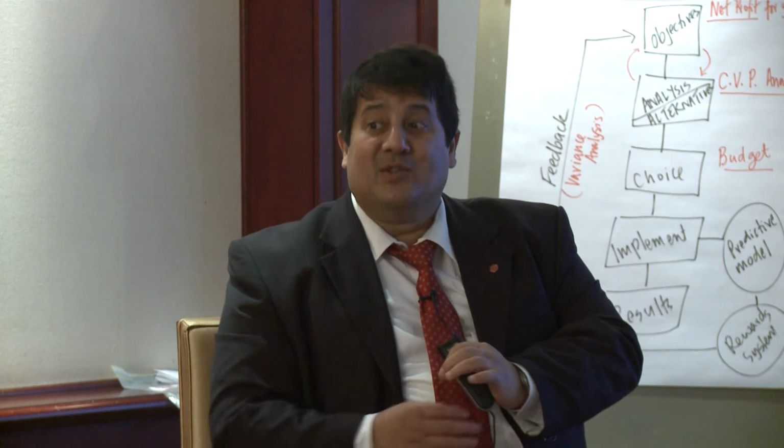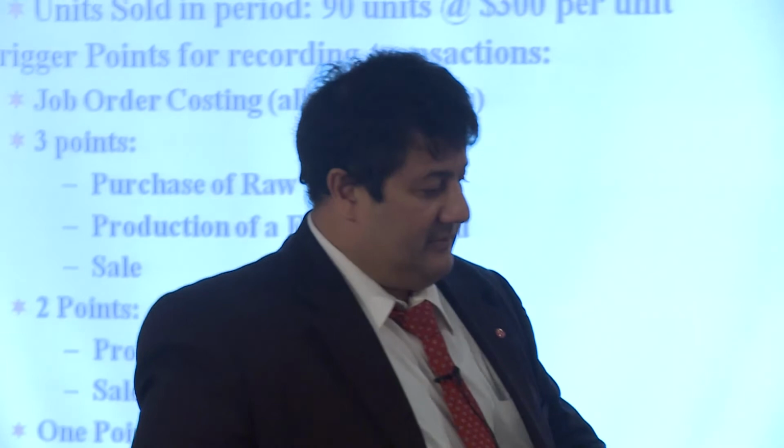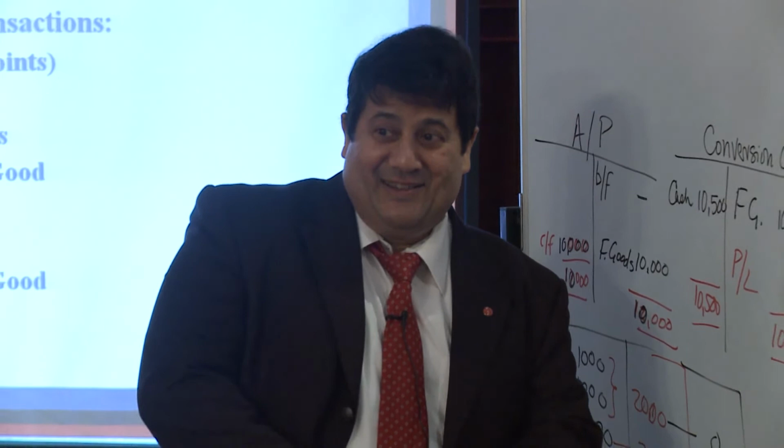Okay, now the next one. Can we go even better? Only one point of sale. In other words, we are only making to order, so we are going to eliminate the finished goods account. Now I'm getting worried because my job is slowly being erased from the board. Very soon, the cost accountant has no job.